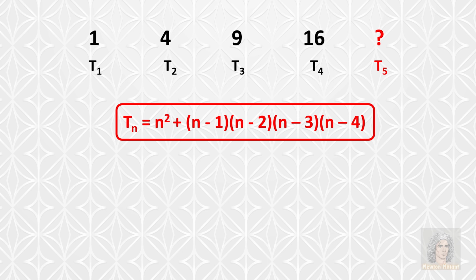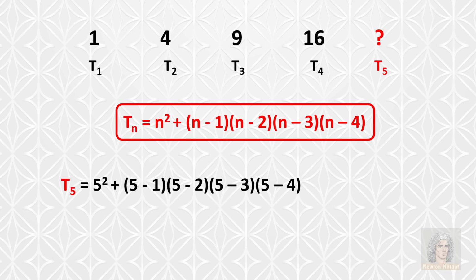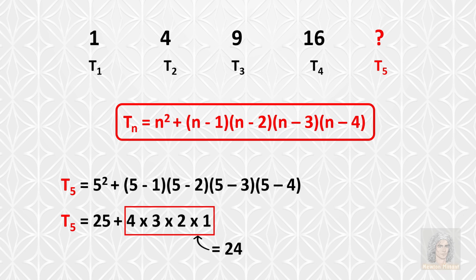Now let's come to the question. What would be the next term of the sequence, or t5, if we use this nth term? Let me plug in n equals 5 here and see. This time the product won't equal 0, and we get 25 plus 4 times 3 times 2 times 1. The product part equals 24, hence overall t5 equals 25 plus 24. That gives us the answer, that t5 equals 49, if we use this nth term instead of simply using n squared.